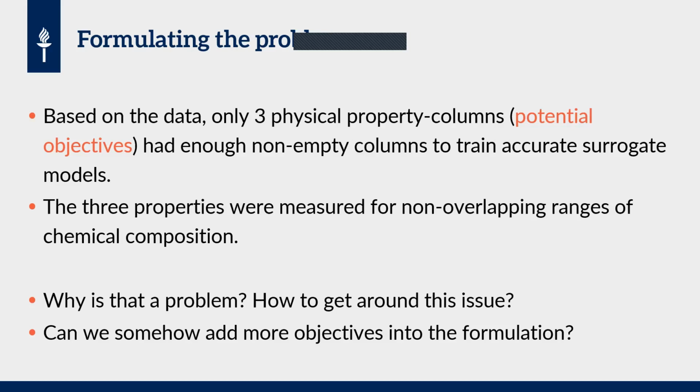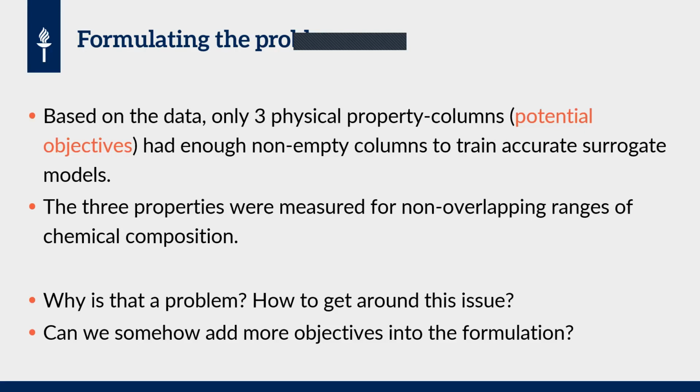That is something that can be problematic if we are doing multi-objective optimization as well. It would be preferable if these 3 properties were measured in the same region of the space, so that for the models, we would know that they are at least somewhat accurate rather than just wildly predicting some values.